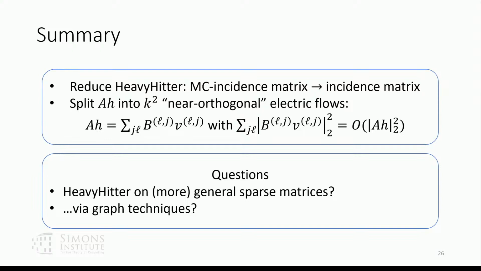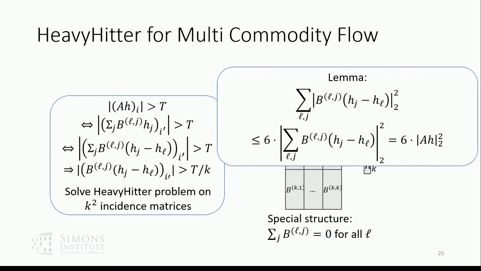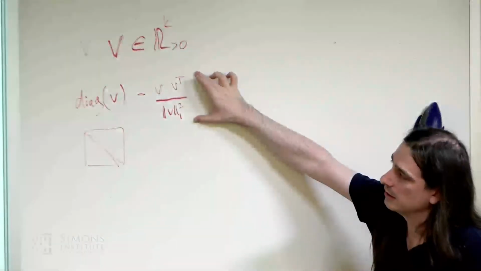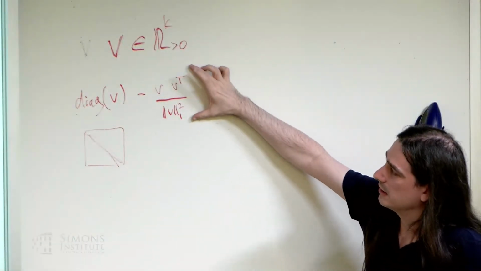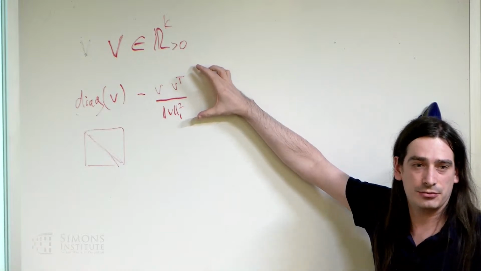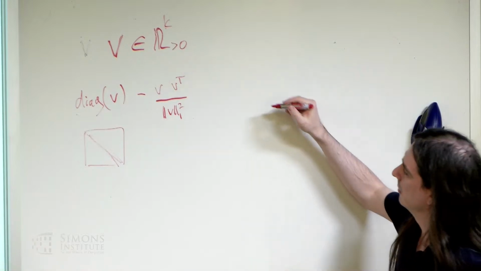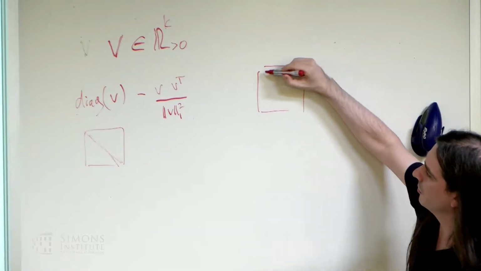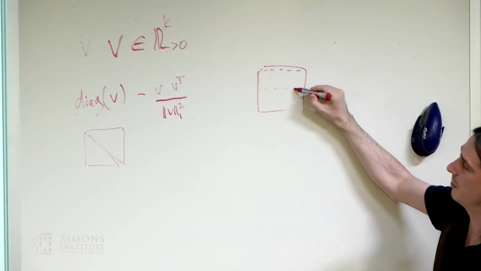Other questions so far? Yes? What did you use from the fact that it's a multi-commodity incidence matrix? What did I use from the fact that it's a multi-commodity flow weight matrix? If I recall correctly, the multi-commodity weight matrix looks like this, some diagonal minus these other parts. That kind of gives you, let's say, correlations between different rows. Right? If you think of this as a matrix, you kind of know there is a certain correlation between this row and the other row.